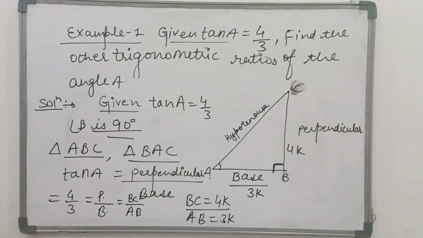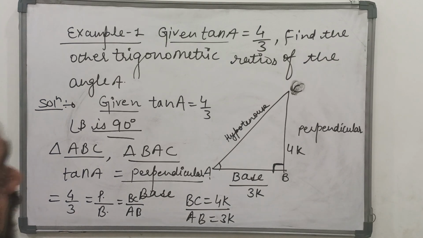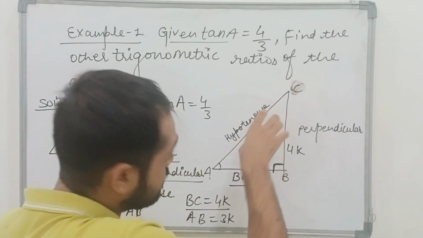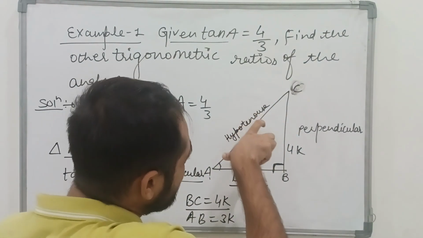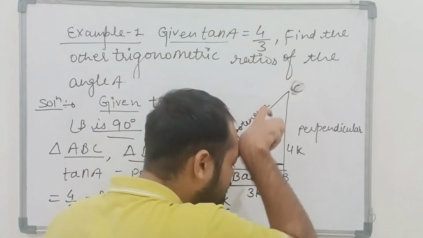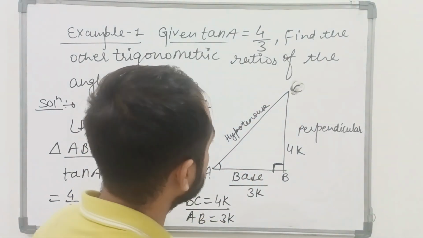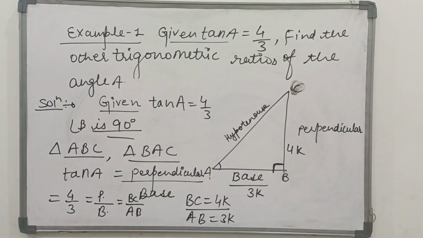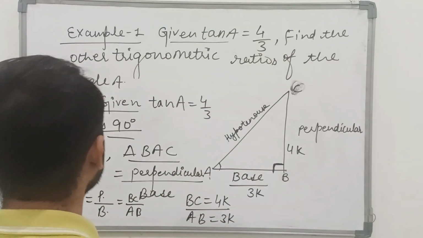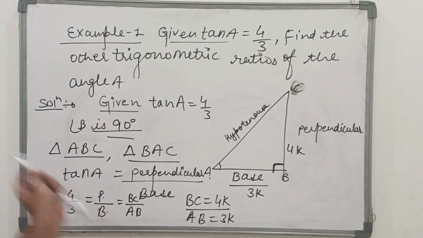Okay. Now we can find out the AC. We can easily find out the AC with the help of Pythagoras theorem. How can we find out? Like this, we will solve now.